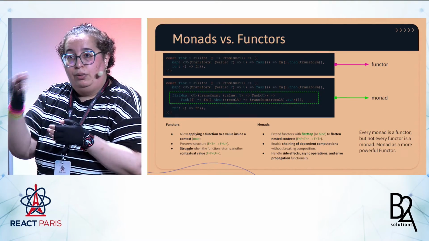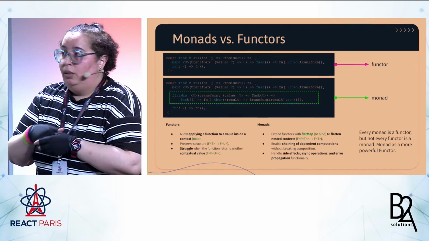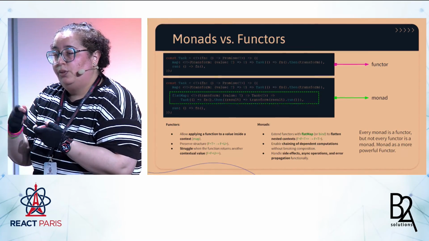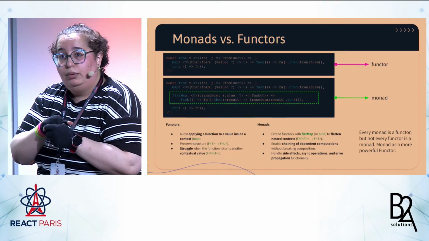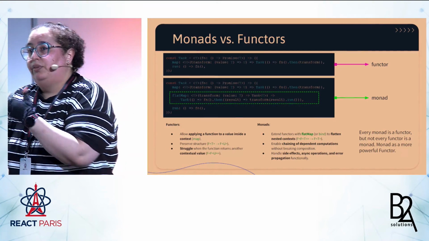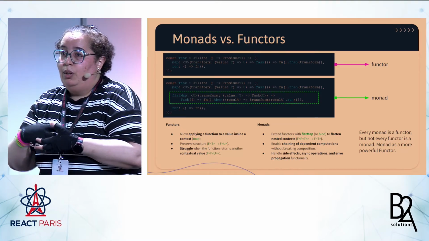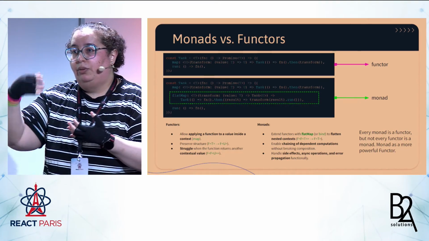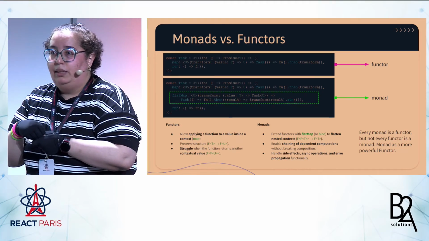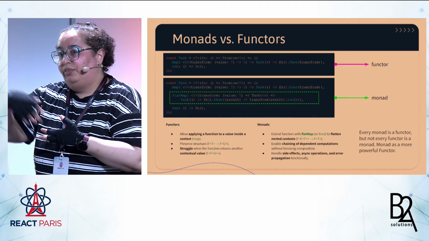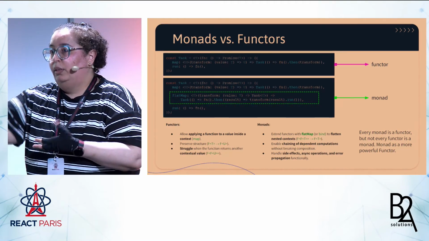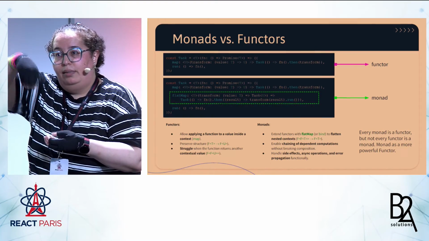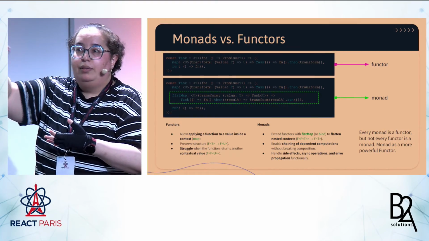JS array is a functor. Promise is a monad. A monad is an augmented version of a functor that can give us the way to have a flat structure, like, for example, having an array that contains another array. So we need to have flatMap in order to work with the elements inside the different subarrays.